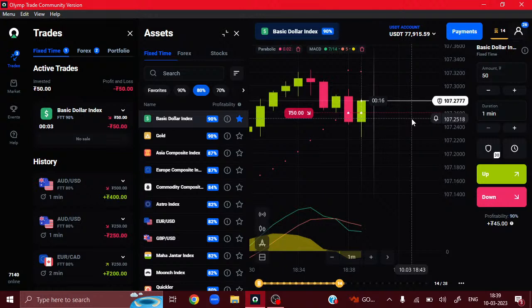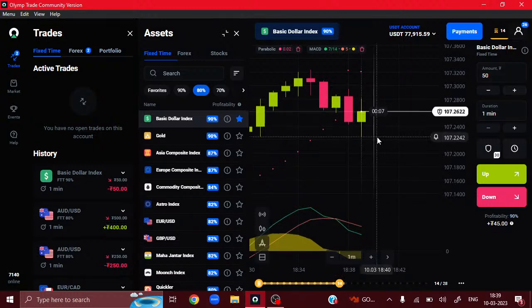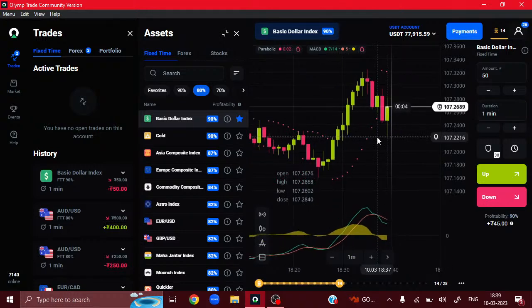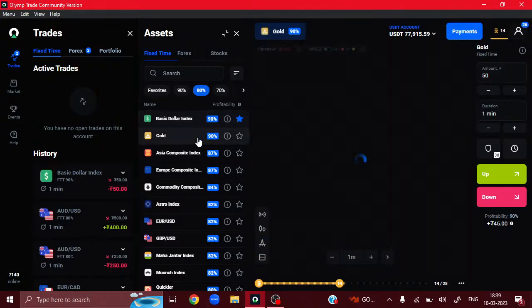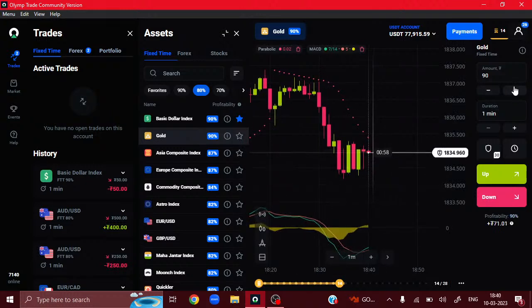Sometimes you might face a situation where you will lose the trade in the very last second. So don't get demotivated if anything like this happens. Okay, so this trade did not go in our favor, so I'm going to try again in some other asset, and I will use the martingale principle now.